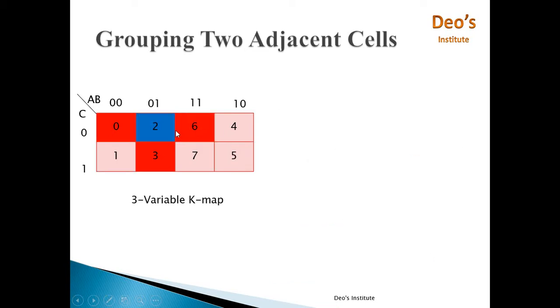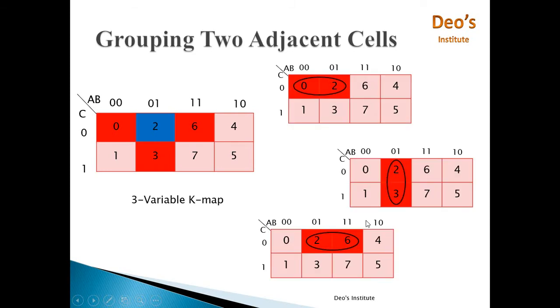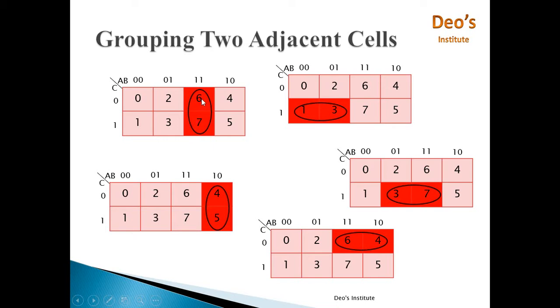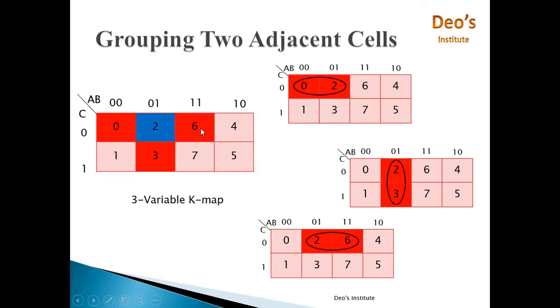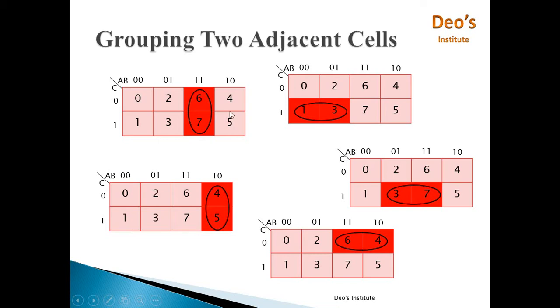2 is adjacent to 0, 3, 6: 0, 2, 2, 3, 2, 6. Then similarly 6 is adjacent to 2, 7, 4. So you can form group of 6, 7, 6, 2, 6, 4. Similarly, 4 is adjacent to 6, 5 and 0. So 4, 6, 4, 5, 4, 0. So these are some of the groupings shown here. So first column is adjacent to last column.